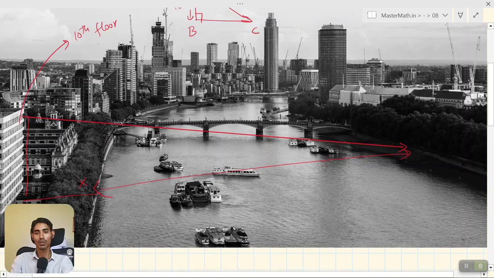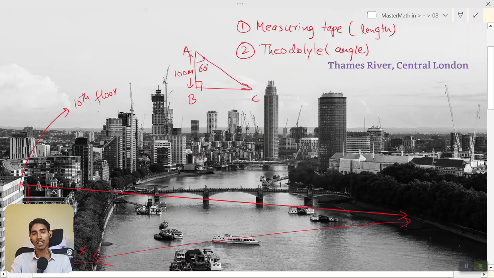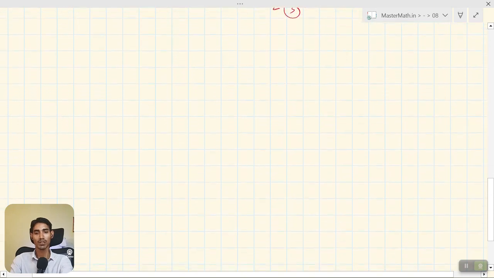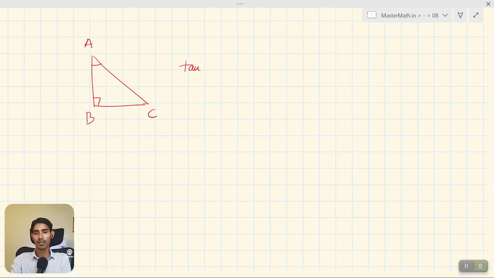Now coming back to our hotel room, if we are given the side AB, this is one of the sides of the triangle, and we need to measure the side BC, and we are given angle A as 60 degrees, we could measure that. So there is something known as trigonometric ratio in trigonometry that we could use to calculate the missing sides. So let me mark it again. This is 90 degrees, this is 100, this was 60.